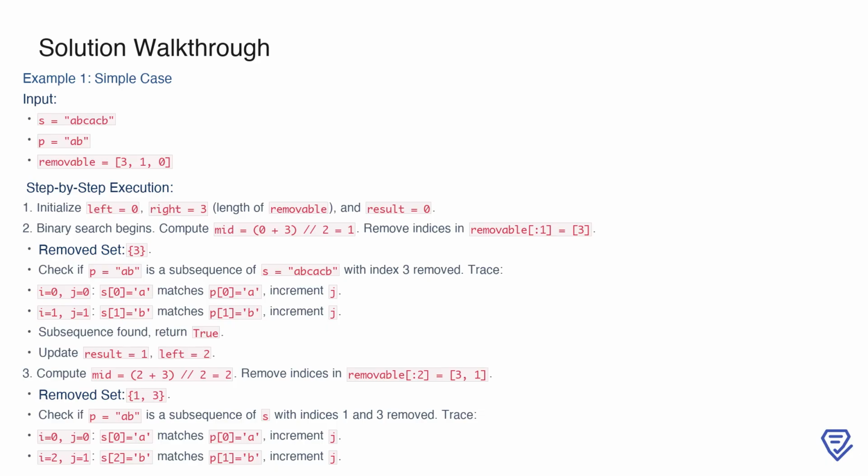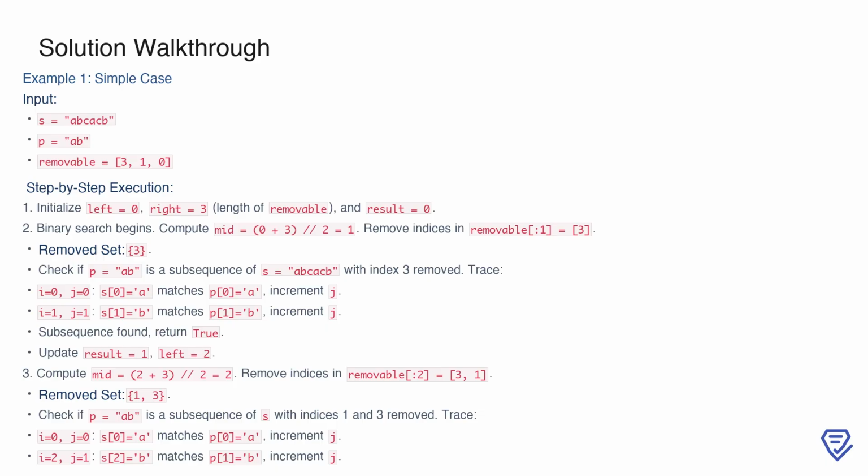We initialize our binary search with left set to 0, right set to 3, which is the length of the removable array, and result initialized to 0. The binary search begins by calculating the midpoint mid as (0 + 3) // 2 equals 1. At this step, we remove only the first index in removable, which is index 3, resulting in the set {3}.